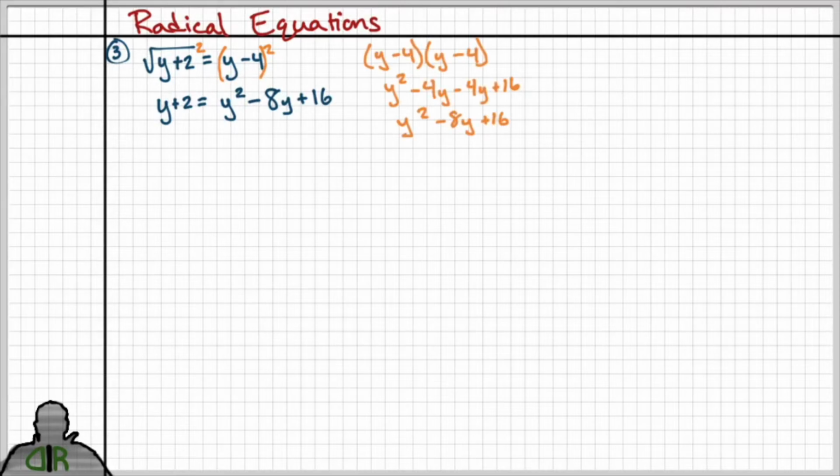Okay, that looks like this over here. So y minus 4 times y minus 4 gives y squared. We've got negative 4y and negative 4y, and then negative 4 times negative 4 is 16, so we end up with this right here. So that's how we got that.